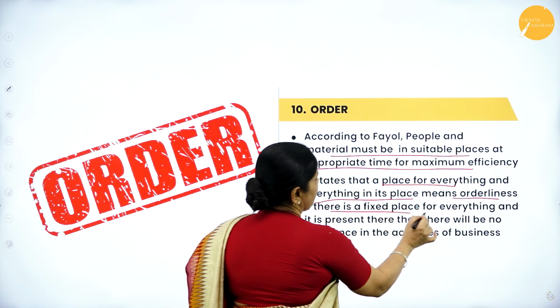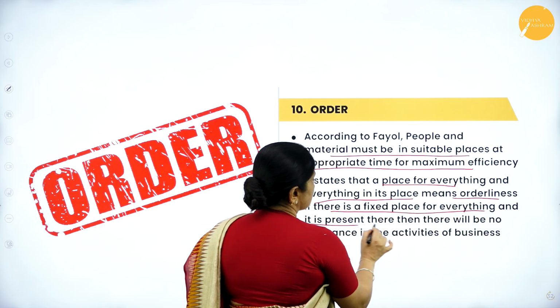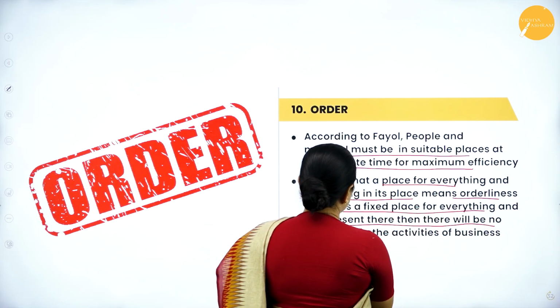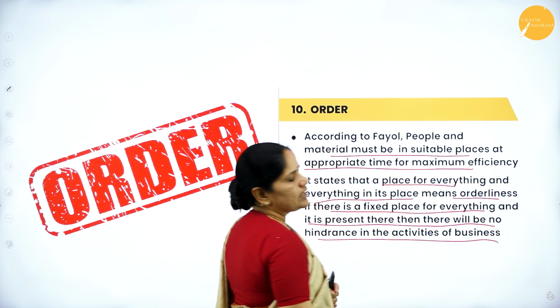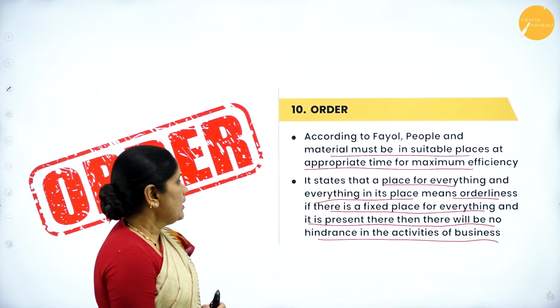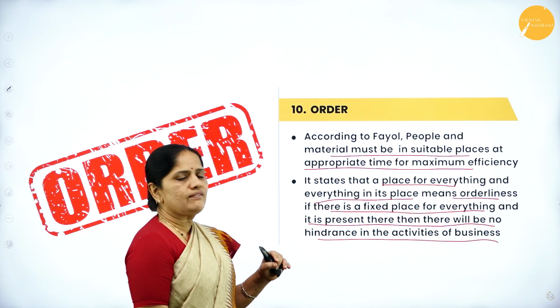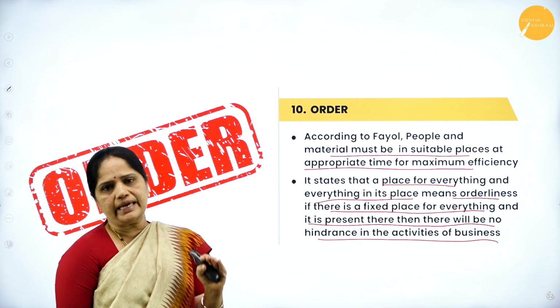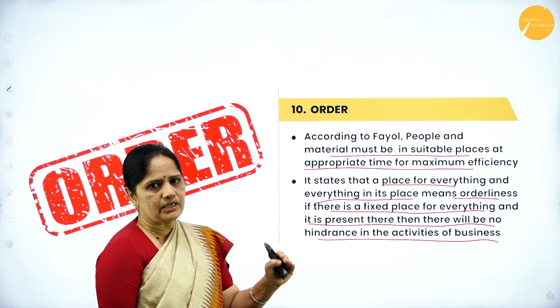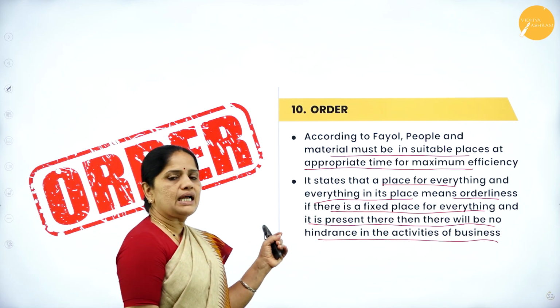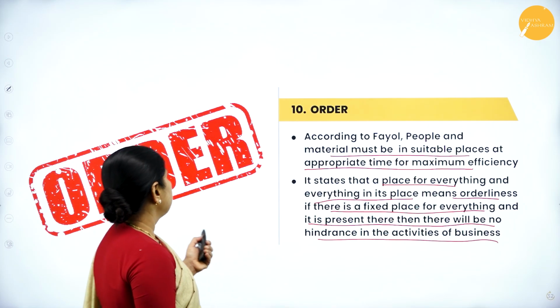So if there is a fixed place for everything and it is present there, then there will be no hindrance in the activities of the business. So there should be a fixed place for everything and it should be there when they are doing the work. Only then we can ensure that there will be no hindrance in the business.